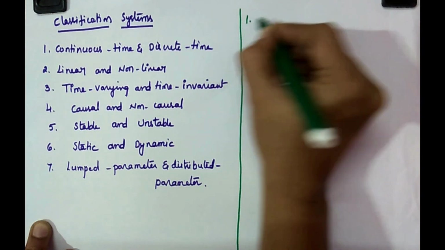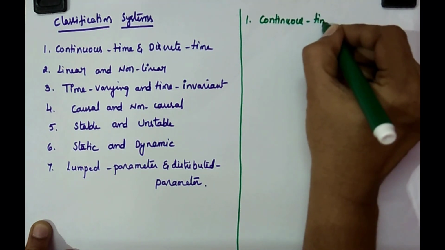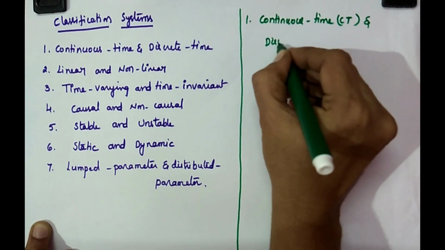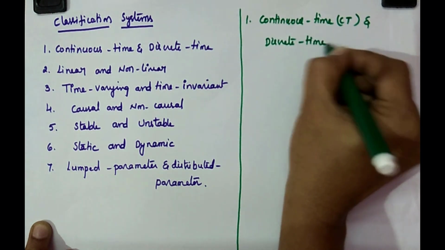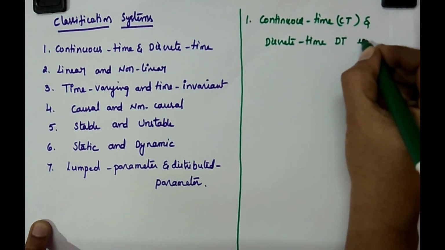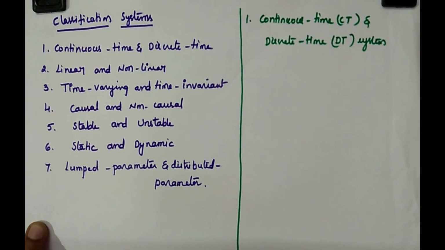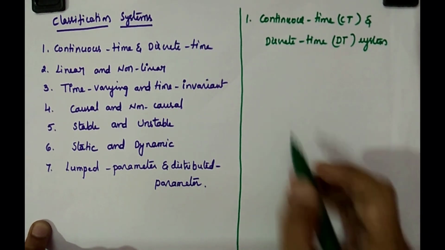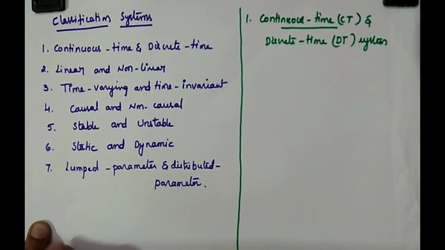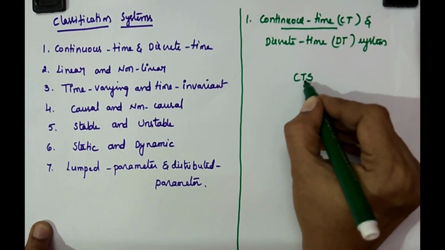So the first classification is continuous time CT and discrete time DT system. Okay. So for continuous time, let us see about continuous time system. CTS is continuous time system.